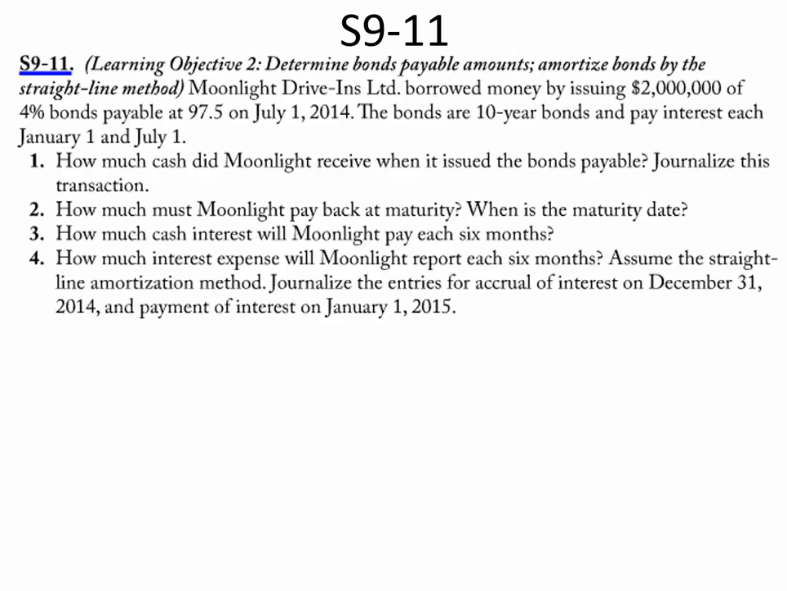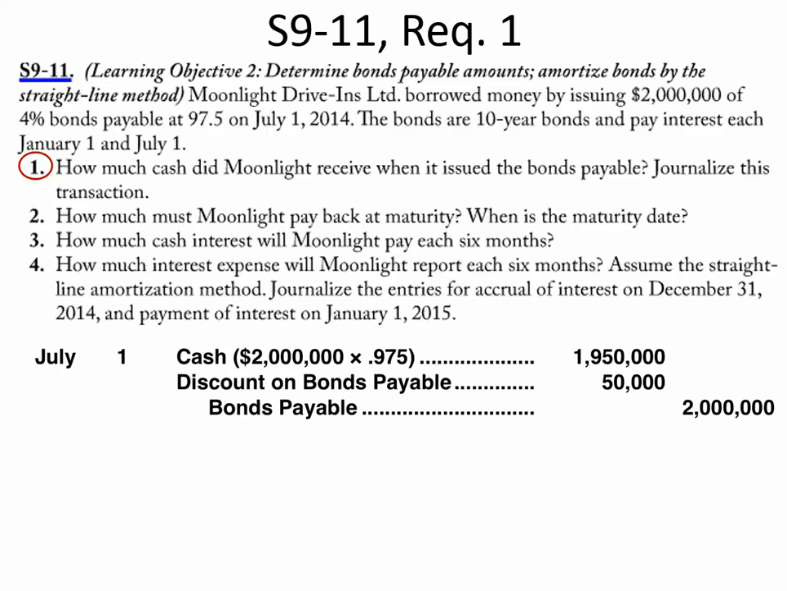So let's go with question 1. How much cash did Moonlight receive when it issued the bonds payable? Journalize this transaction. Well, how much cash it received would be the $2 million times the 97.5%. So what we're going to see here is we're going to see the cash first. So cash, they're getting $2 million. Moonlight is borrowing the money. So 2 million times 97.5% is 1,950,000.